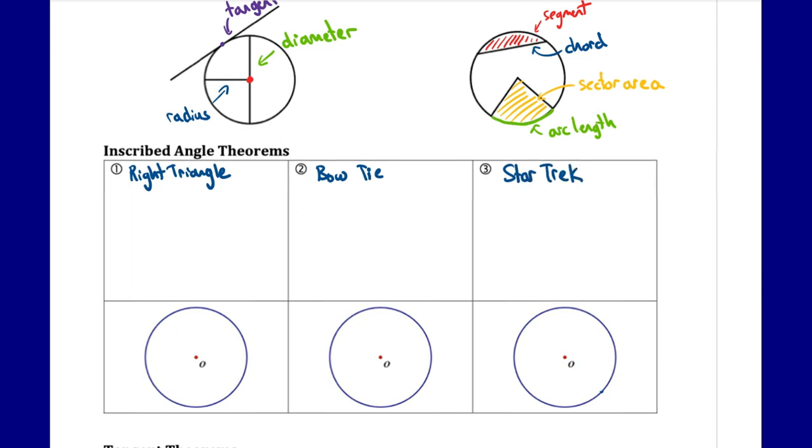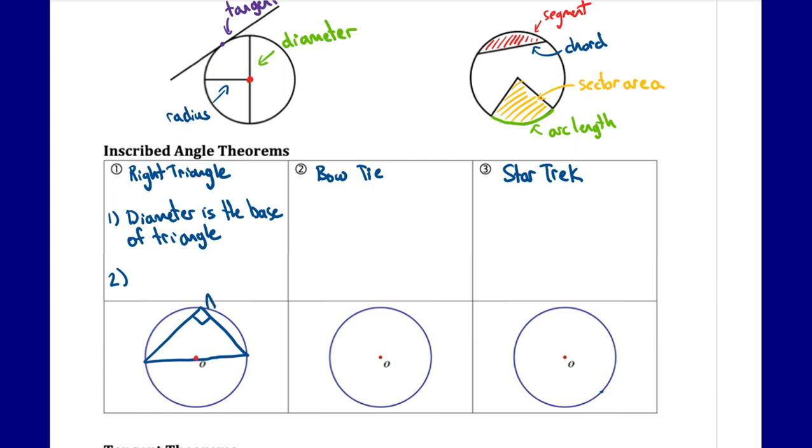All of them are basically describing the shape that we're seeing in our circle. So if we have a triangle, I'm going to draw it here like such, we have a right angle. And the key thing here is that the diameter is the base of the triangle. So we can see that our diameter is the base of our triangle here. Then that means that angle A, this angle, is always 90 degrees. So if we have a triangle formed in our circle where the diameter is one of the sides, angle A is always going to be 90 degrees.